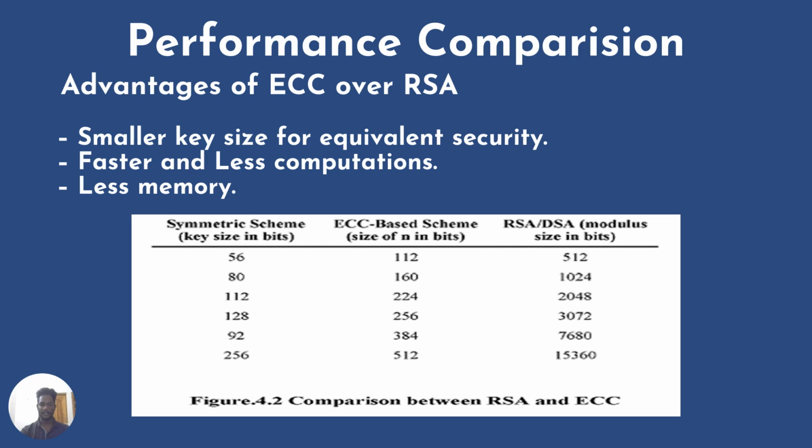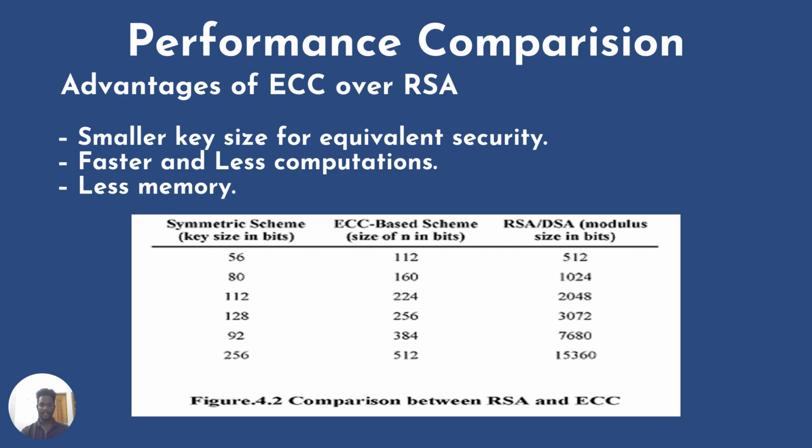In this figure, we can see the key size in bits, and a comparison to the RSA and DSA modulus size in bits. In RSA, we can find the modulus size in bits using p-1 into q-1, where we get the value of phi of n. We can see that in the symmetric scheme there are 56 bits, in the ECC based scheme there are 112, but in RSA and DSA algorithms there are 512, which is a bigger integer, while in ECC there are only 112.